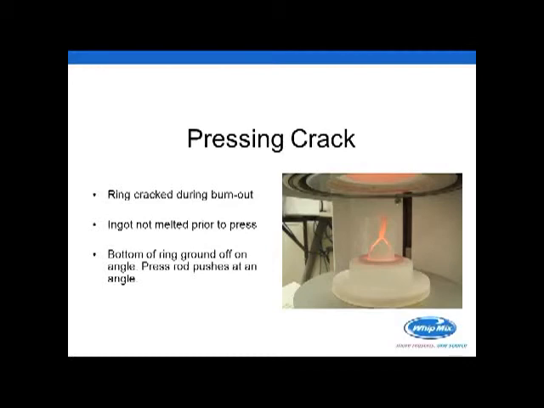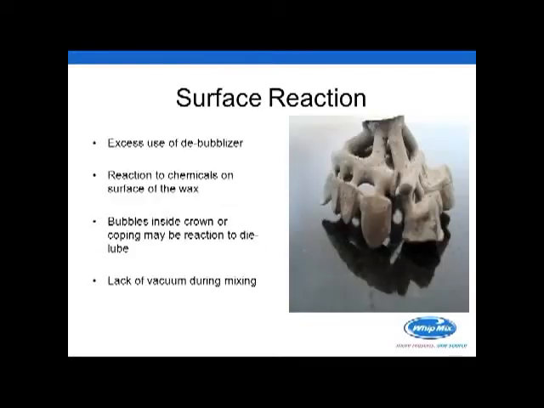Surface reactions. These can be an investment problem, but rarely are. Generally, this comes from these little tiny bubbles that you see, from the excess use of the bubbleizer. It can also be a reaction to chemicals that are left over on the surface of the wax when you invest. If you're seeing, for example, bubbles inside the crown or coping, but not on the outside surface, this generally we find is a reaction to dilute that's left over. It's time to clean out your dilute bottle. Most of us use it till it gets low, then we simply refill it without cleaning, and this can cause some problems. It also can be caused by a lack of vacuum during mixing, so please check your vacuum machines and make sure that they are running properly.